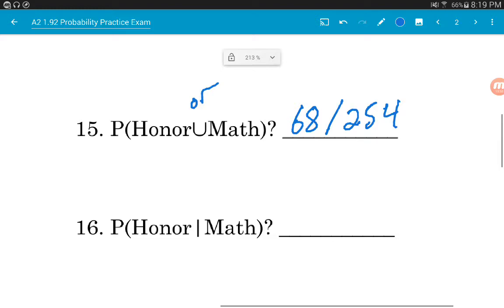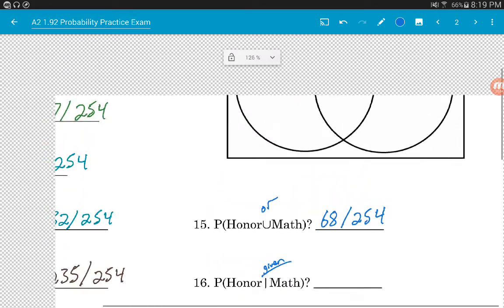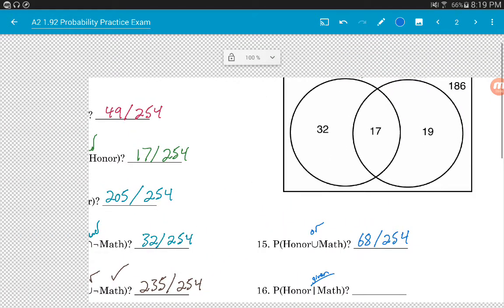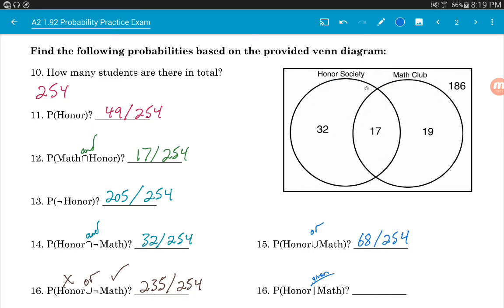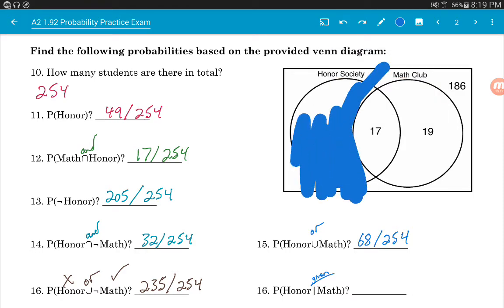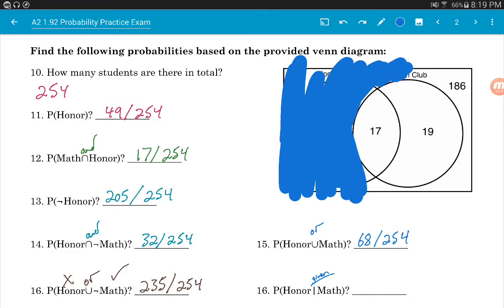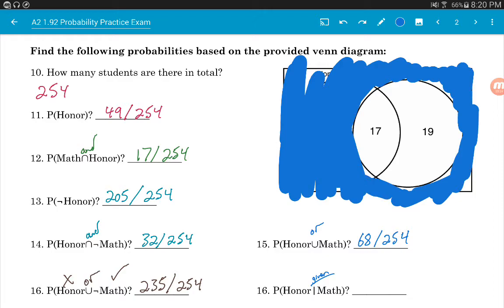Honor, this right here stands for a given, honor given math. So given that we're in math club, that's what they're saying. So if I'm given that we're in math club, here's what I don't need. I don't need any of the other info. I'm given that I'm in math club, so none of the rest of this matters. So let's cross out everything else. On my paper, I would just do this by covering it with my hands, but you can't see my hands in this video. So that's it, just the math club guys.